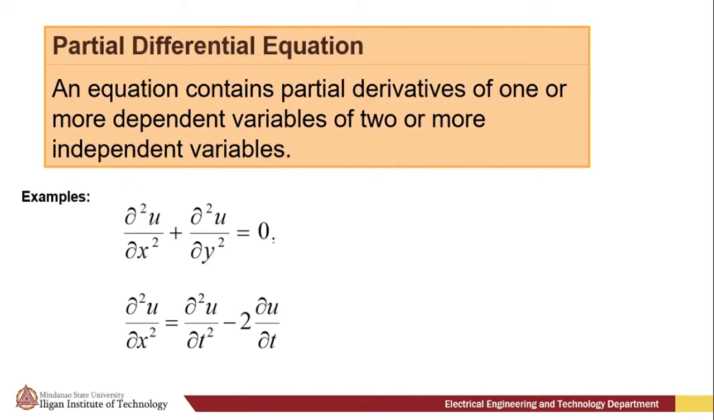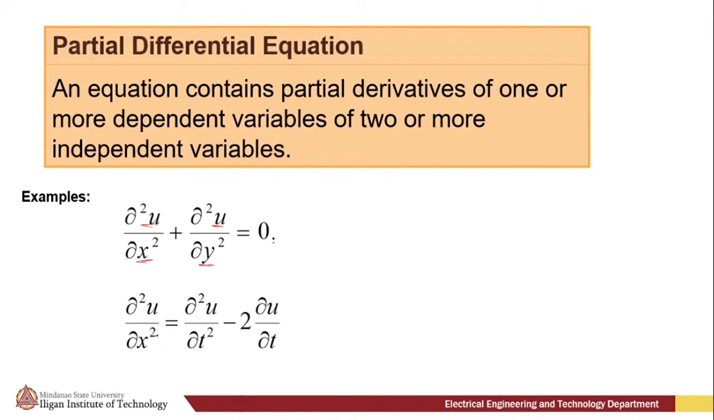We have here an example, a second partial derivative of u with respect to x plus second partial derivative of u with respect to y. So we have two terms here that contain derivative terms. The dependent variable is u, and it is being differentiated with respect to two independent variables, which are x and y.